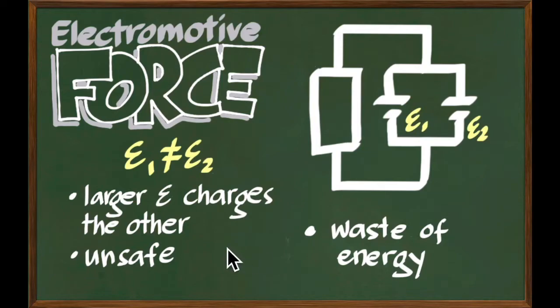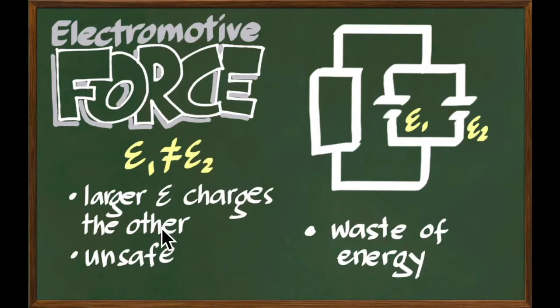I ended the last video with the effect of the arrangement of sources on the electromotive force of the energy source in a circuit, and this was the summary of possible things that could happen when dry cells of different values are connected parallel to each other. Charging of the weaker dry cell by the dry cell with the higher EMF would take place.